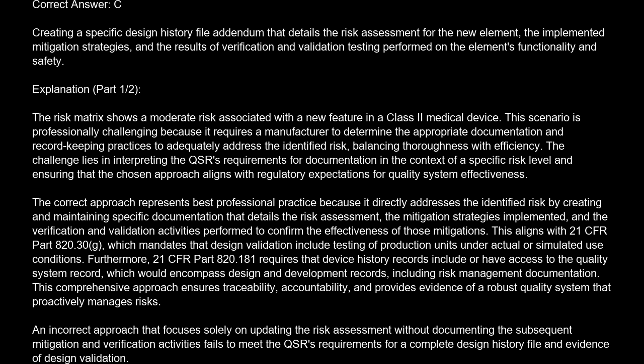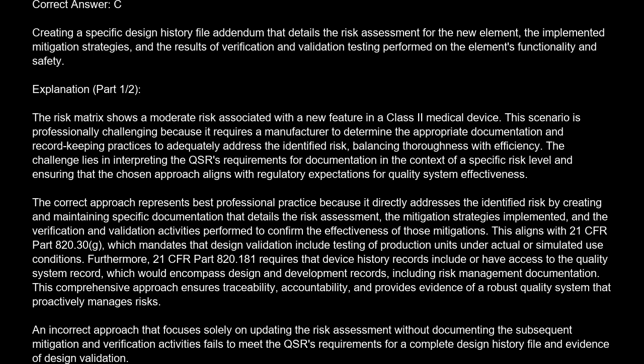The correct approach represents best professional practice because it directly addresses the identified risk by creating and maintaining specific documentation that details the risk assessment, the mitigation strategies implemented, and the verification and validation activities performed to confirm the effectiveness of those mitigations.